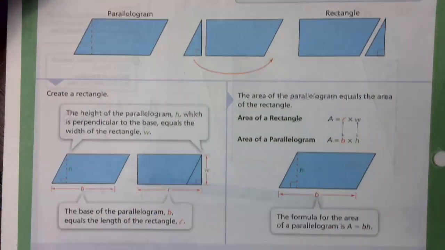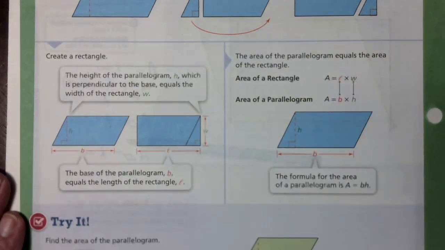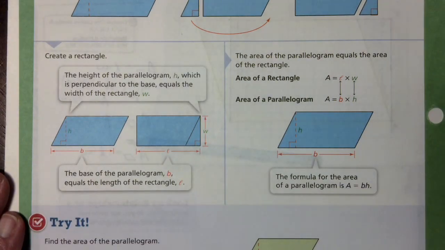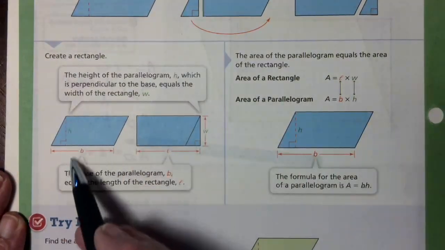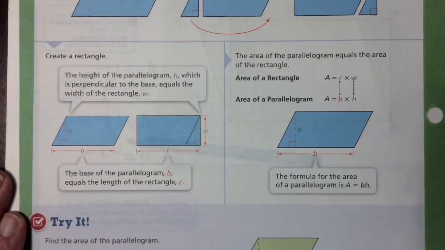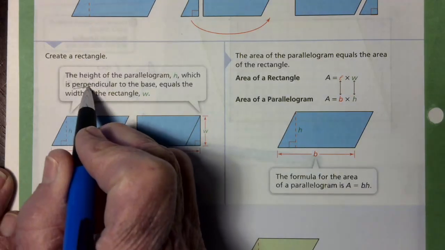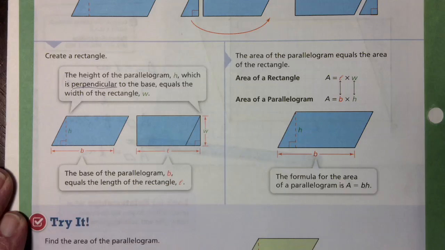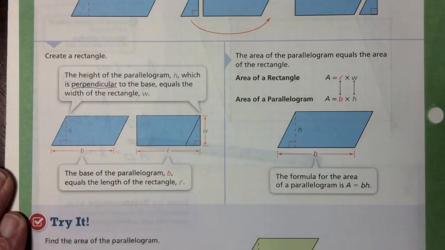Alright? Then they go through the formula down here with you. The height of the parallelogram, H, they call it H instead of width. When we move it over here, they called it the height. It's the same thing, which is perpendicular. You need to understand perpendicular means 90 degrees to the base. So if I call this the base, then this is my height.